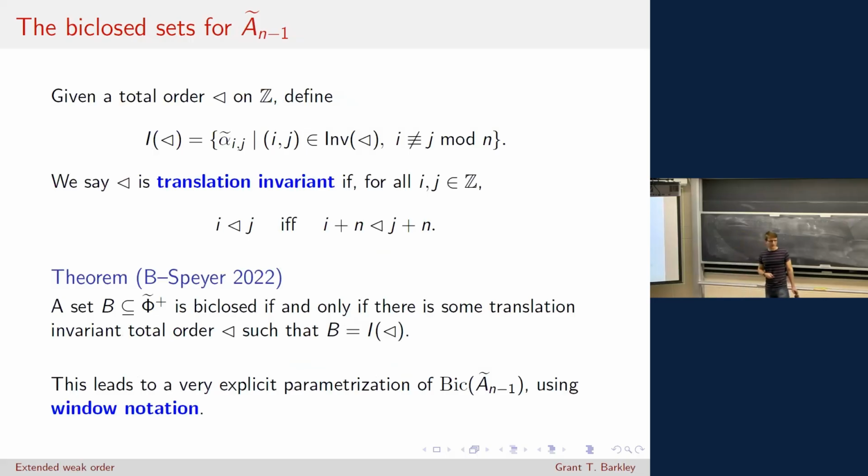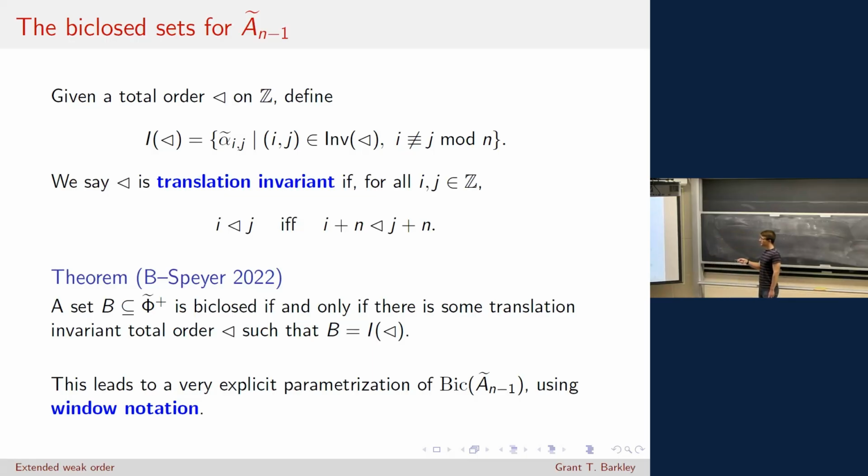Okay, so how do we describe the extended weak order? Well, if I'm given a total order, then I can just take its inversion set and forget all of the pairs which are congruent mod n, leaving only the pairs which are not congruent mod n. And this will basically be the operation which will give us some sets of positive roots for affine type A.